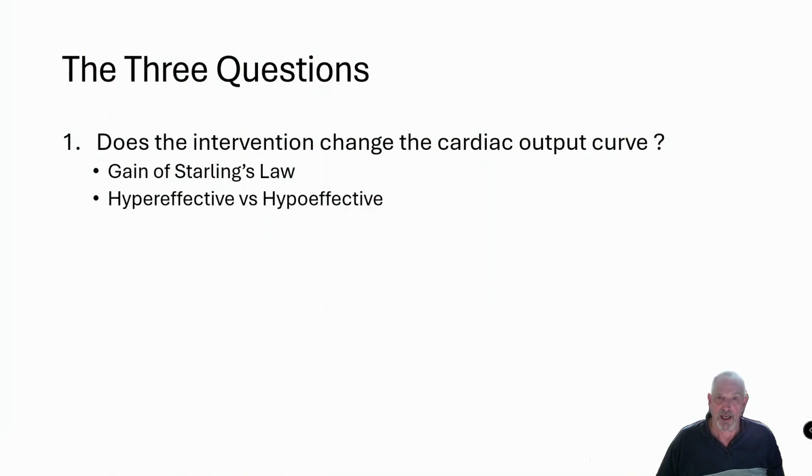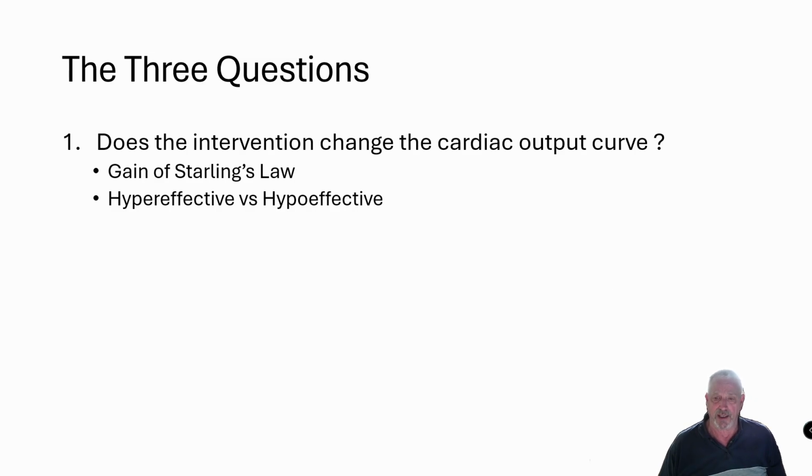When it comes to actually trying to figure out how an intervention affects the cardiac output and venous return curves, we always want to ask the same three questions in the same order. The first question is, does the intervention change the cardiac output curve? Remember, we're saying cardiac output curve, not cardiac output. What we're really asking is, does it change the gain of Starling's law of the heart? That is, does it make it a hyper-effective heart, in which case we shift the curve up and to the left, or does it make a hypo-effective heart, in which case we shift the cardiac output curve down and to the right?